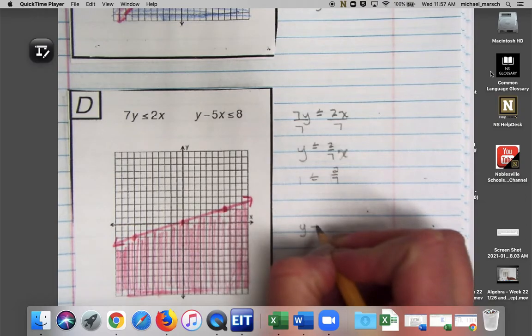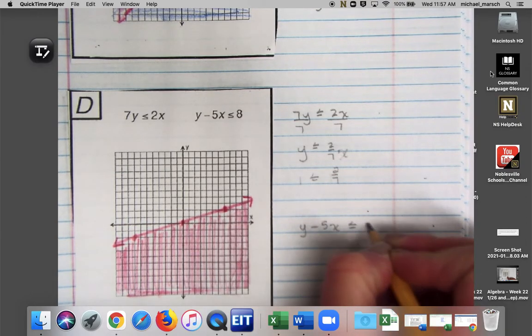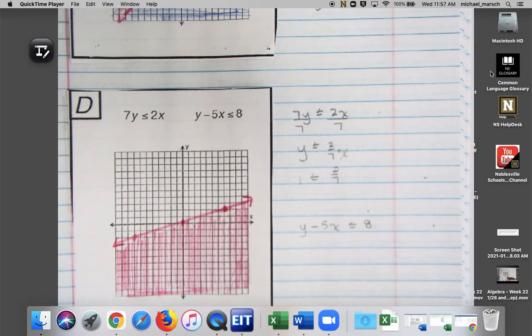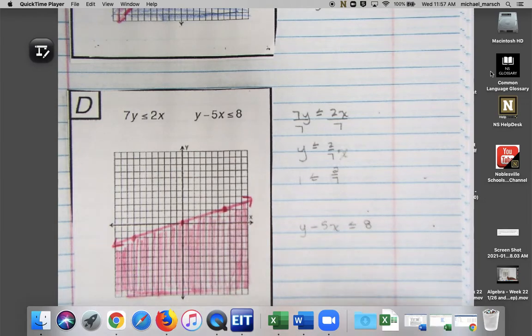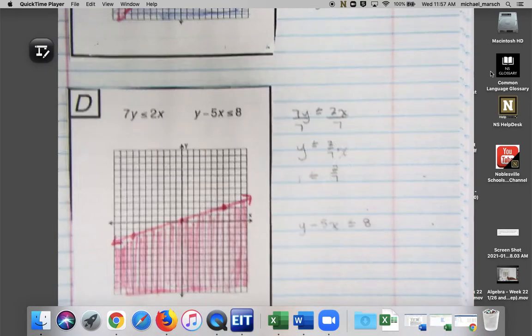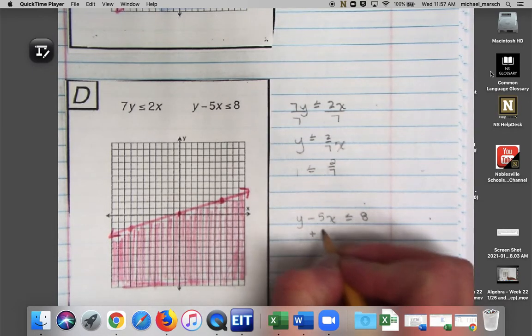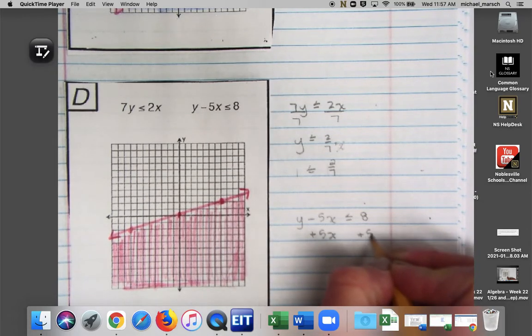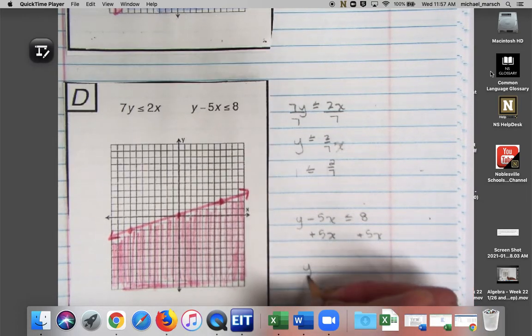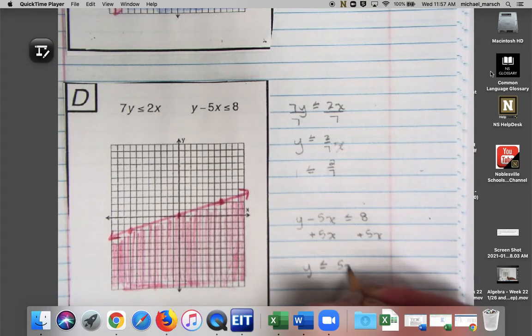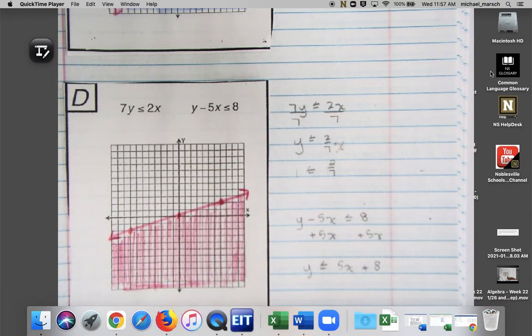And then our next one, y minus 5x is less than or equal to 8. This one is a little bit easier to rearrange. Anthony, what am I going to do? You're gonna add the x to the other side. Yep. We're going to sneak it up in there so we have y is less than or equal to 5x plus 8.